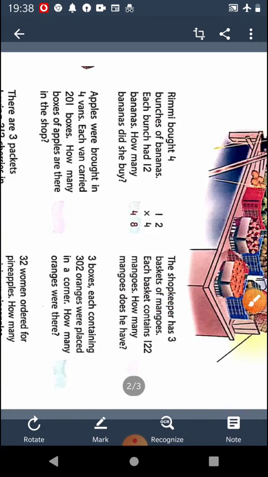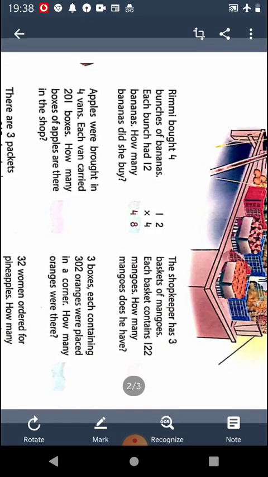Now next is the shopkeeper has 3 baskets of mangoes. Each basket contains 122 mangoes. How many mangoes did he have? So how many baskets are there? There are 3 baskets. And each basket contains how many mangoes? 122. So we have to find out how many mangoes does he have. How many mangoes does the shopkeeper have? He has 3 baskets and in each basket there are 122 mangoes.